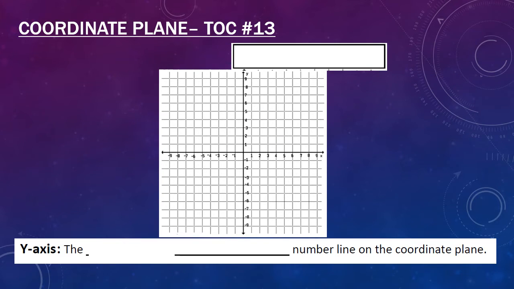Okay, this next one we have is the vertical number line, or the y-axis. And again, that is the vertical. That means it goes up and down. So I want you to go ahead and highlight that and use a different color if you have it, and then label it on the top as the y-axis, and that is the vertical number line.